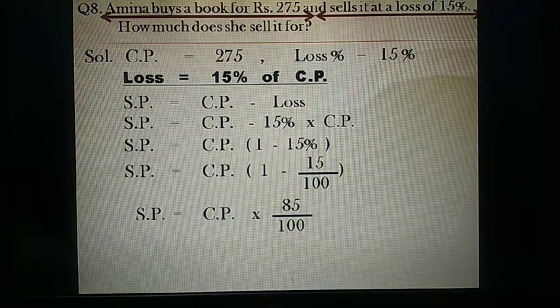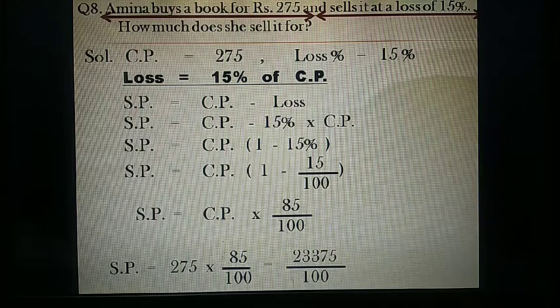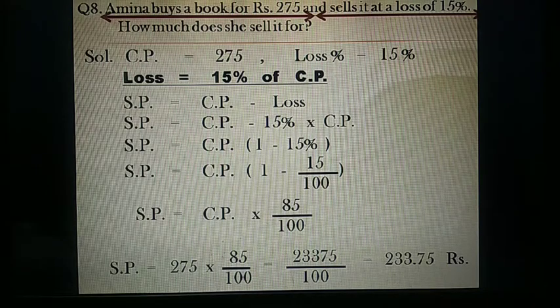Now CP value is given to you. So we will put CP as 275 into 85 upon 100. Multiply the numerator part and you will get the answer as 23375 upon 100. As there are 2 zeros in the denominator, put a point after 2 digits from right and you will get the answer as 233.75. As it's a selling price, you will write the answer in rupees. Make sure whenever a loss percent or profit percent is given to you, it is always given to you in terms of cost price.